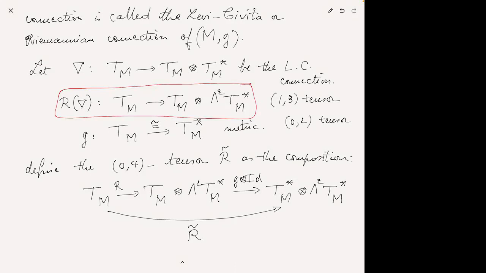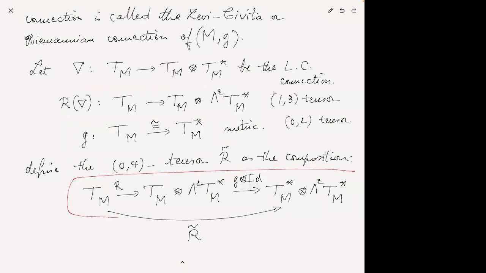It's a 1-3 tensor. And then we composed it with the, right. We used little g itself to define a new tensor. It's a 0-4 tensor, right? We compose the usual curvature tensor with g, the identity, right? We get something like this.